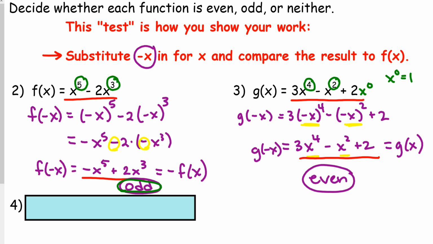Now, not everything is polynomial. For example, you could have a function that's a square root function, or you could have a function that's an absolute value function. There's other things too, but if it's just a polynomial, you can look at the exponents. Okay, let's take a look at number 4.